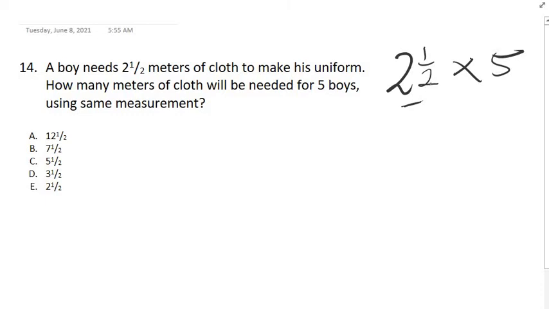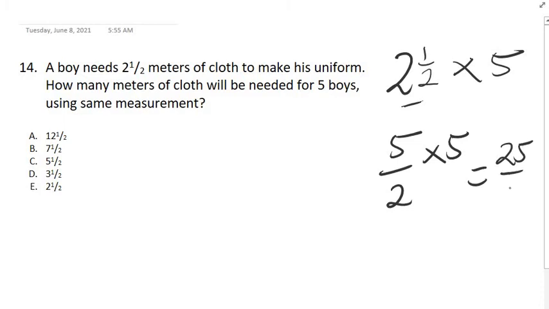So let's convert this to an improper fraction. 2 times 2 is 4, plus 1, 5 over 2, times 5, right? 5 times 5 is 25, then you divide by 2. How many times can 25 be divided by 2? 12 times, because 12 times 2 is 24. Remember 1 over 2. So the right option is A.